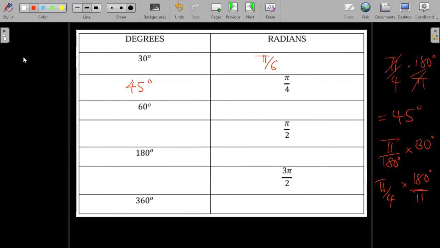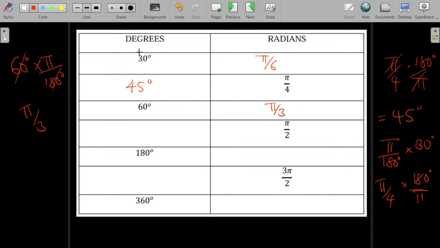Since I have 60 degrees, it means I'm going to multiply by pi, then I divide by 180 degrees, like that. Then I divide this into that, and that goes into there. So what do I get? 60 goes into 180 three times. So I have pi over what? Over 3. So pi over 3. So this here will be my pi over 3.